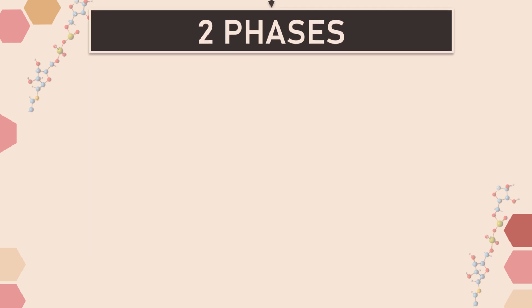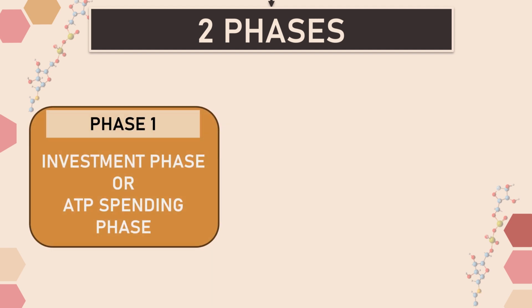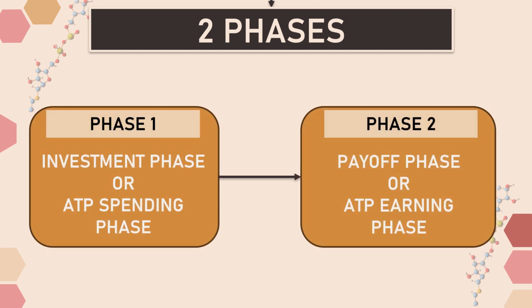The journey of glycolysis is divided into two phases. Phase 1, which is an investment phase or the ATP spending phase, and phase 2, which is a payoff phase or ATP earning phase.